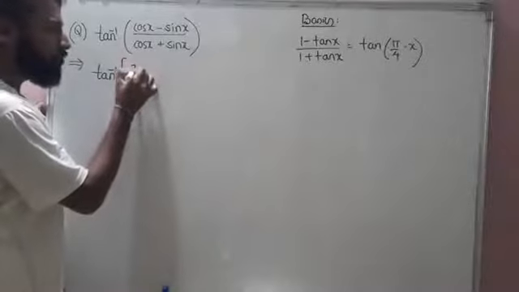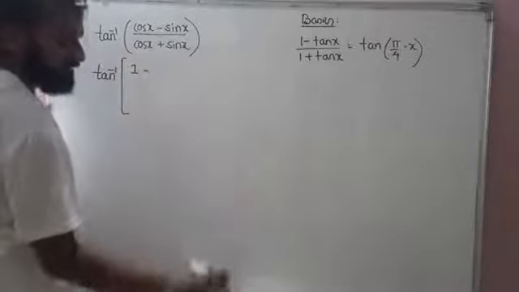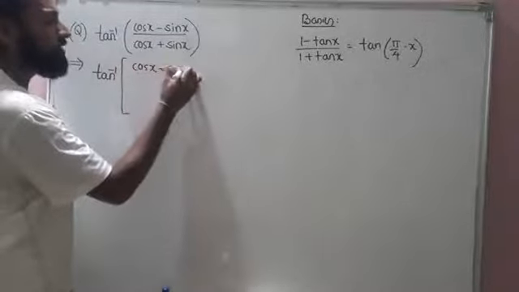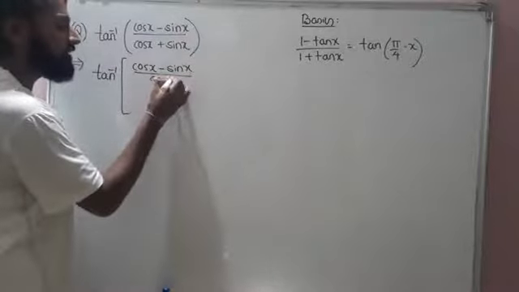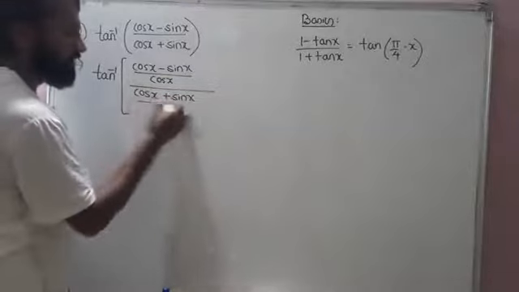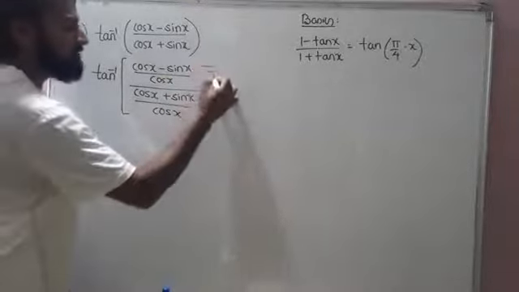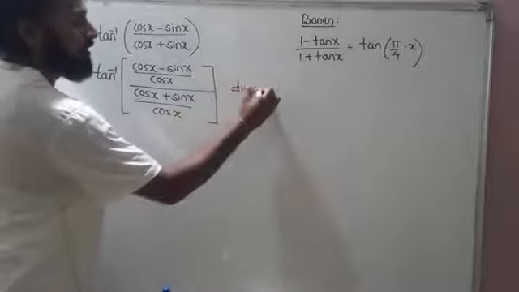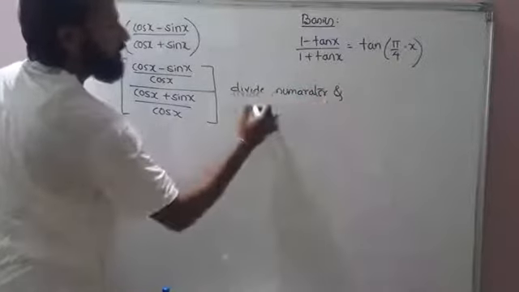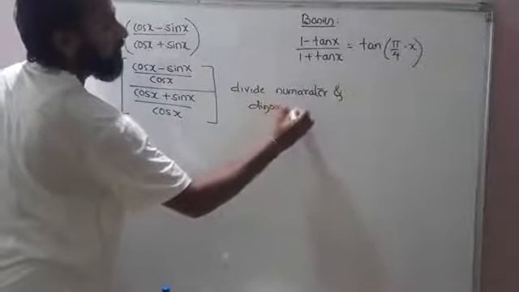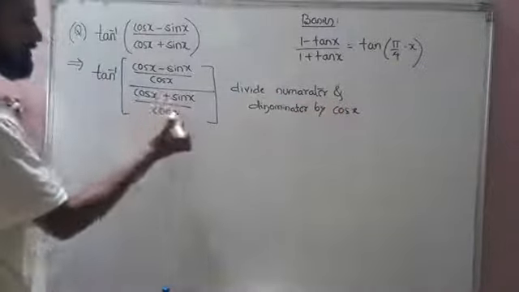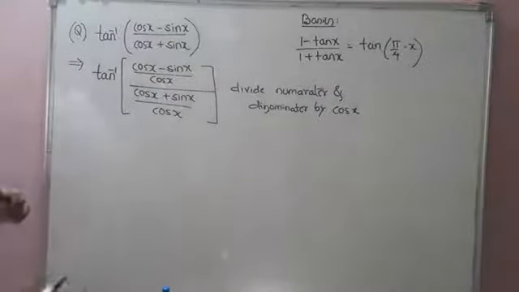So, let me write that step so that it will not be a problem for you. Cos x minus sin x whole divided by cos x, divided by cos x plus sin x whole divided by cos x. So this is an adjustment. What is the adjustment? Divide numerator and denominator by cos x. Nothing will happen. They will cancel each other. You'll get the same thing back. It's called an adjustment. Okay.